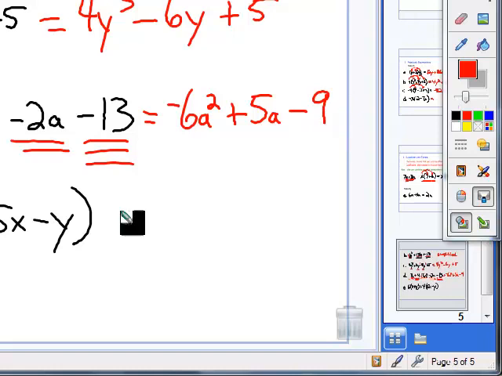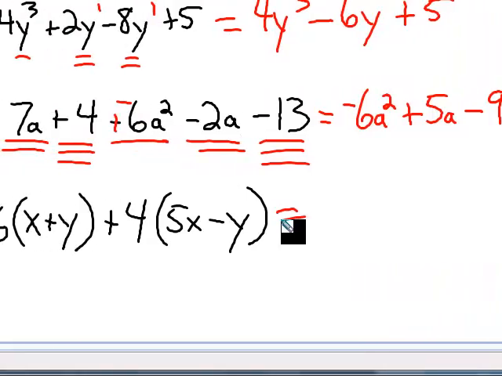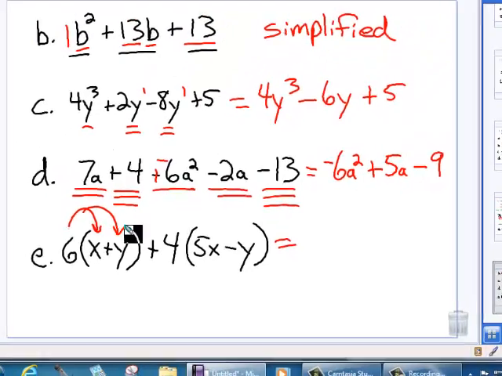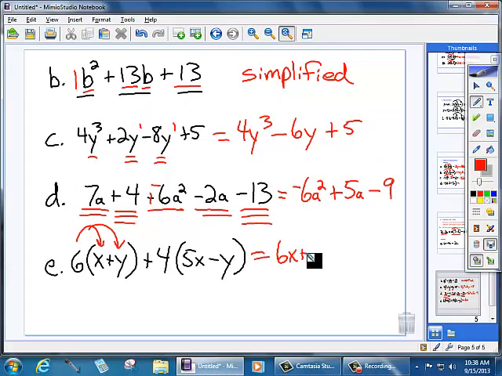And the last one, we're going to combine all our ideas together. First thing we need to do is distribute, simplify it using the distributive property. So if I distribute that 6 across the x and the y, I get 6x plus 6y, plus distribute the 4 across. Well, 4 times 5x is 20x. And 4 times the -y is -4y. Keeping it simple, one sign between terms.